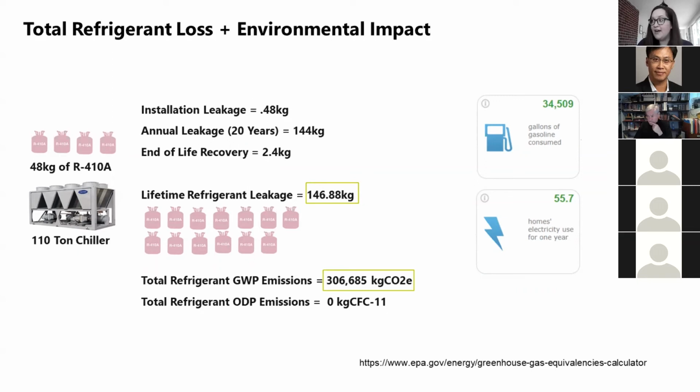So what you're looking at there is then 300,000 kilograms of CO2 equivalent. Now, you might be saying, what does that number mean to me? I don't know what that number is exactly. That's about 35,000 gallons of gasoline, or 55 homes' electricity use for a year. It's an enormous amount of embodied carbon just for the refrigerant of that one unit in a relatively small size building.